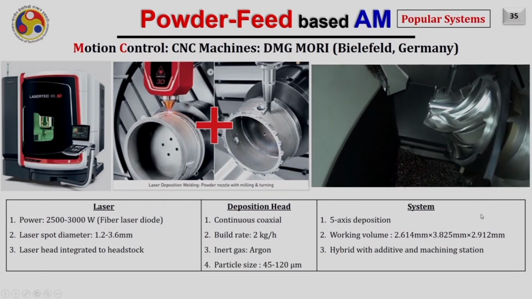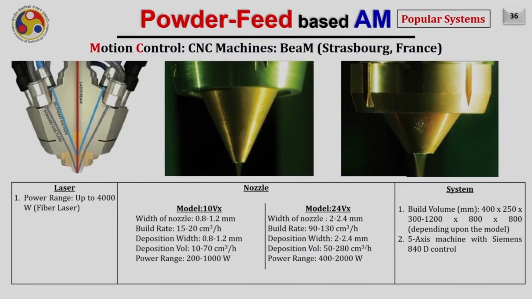So this is the system of DMG Mori. In a similar fashion, there is a system called BEAM developed in Strasbourg, France. They use a laser of power range up to 4 kilowatt, and the other parameters corresponding to their different models are shown here. Their build volume has a lot of options on the X and Y axes correspondingly. They use a 5-axis CNC machine with a Siemens controller.